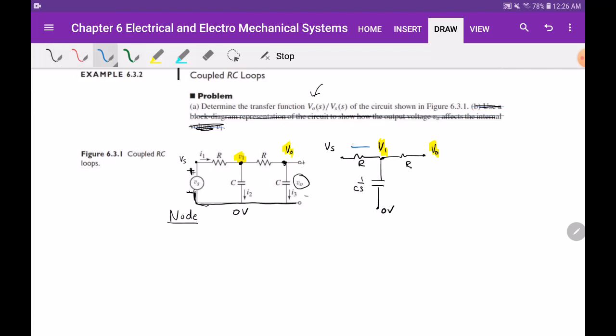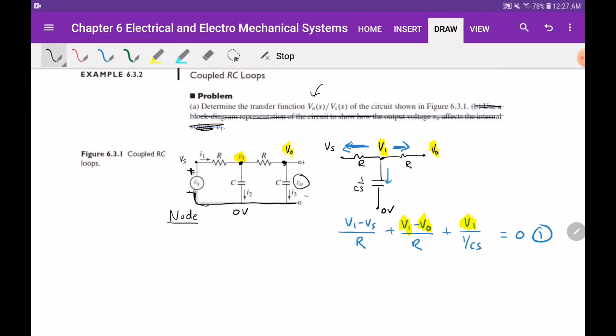I'm going to write down the current coming out of that node. Those three currents, I'm not going to name them. The first one is (V1 minus Vs) divided by R. So that's the current coming out to the left, plus (V1 minus Vout) divided by R. So that's the current going to the right. And the current coming down, also away from the node, is V1 divided by 1 over CS. That must be equal to 0. So that's your equation 1. Remember, your unknowns are V1 and Vout, V0.